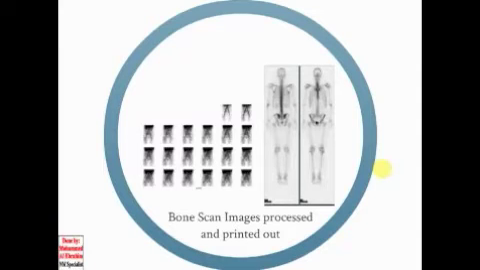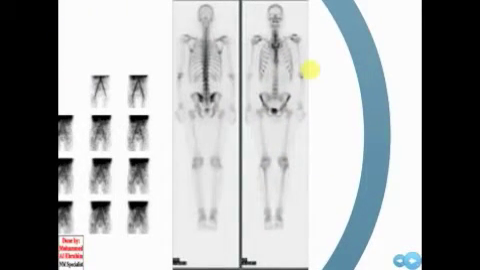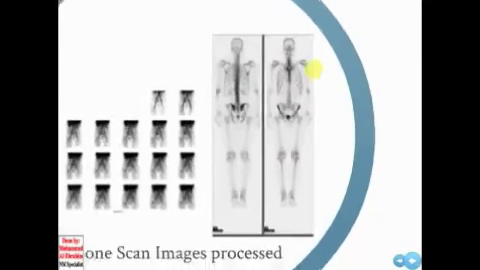This is an example of a bone scan. On the right side, this is what we call a blood flow, meaning the patient was injected underneath the camera, and then we took immediate images within 5 minutes. This is a whole body scan. This is taken 2 to 3 hours after the injection.